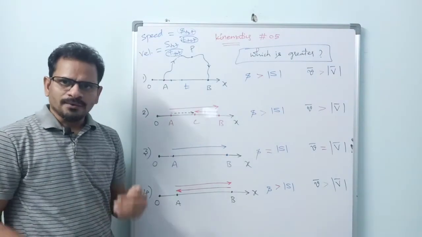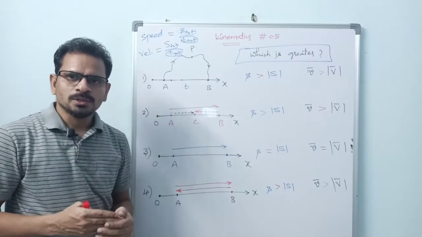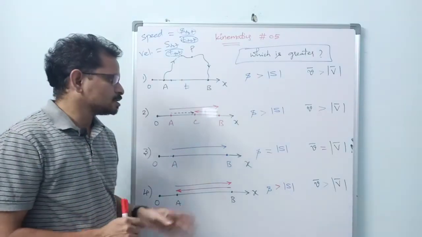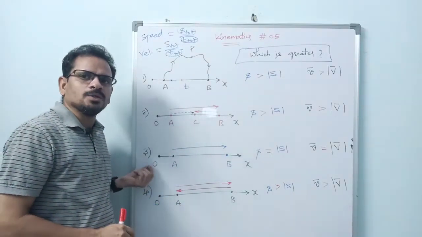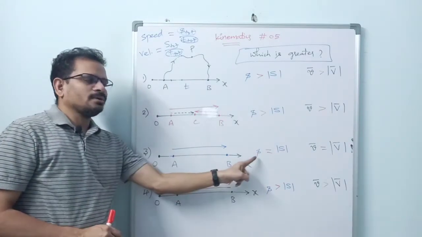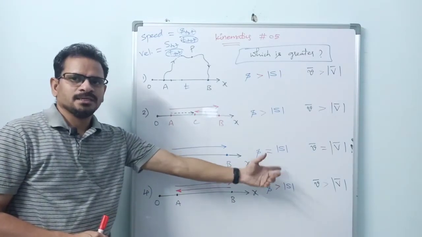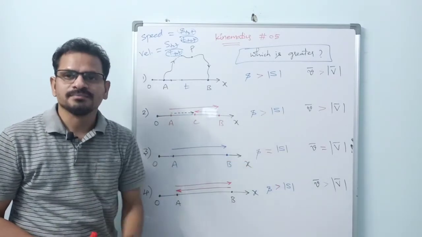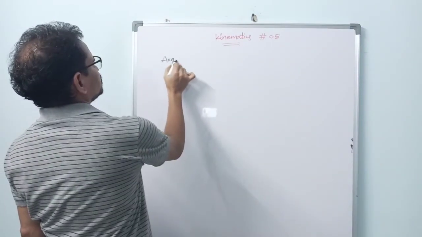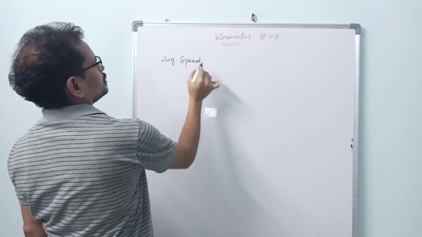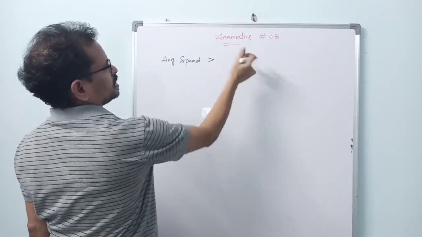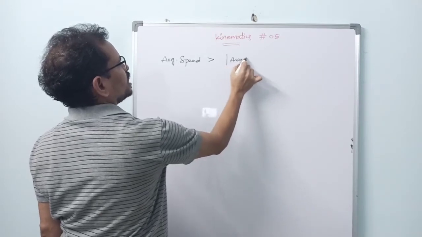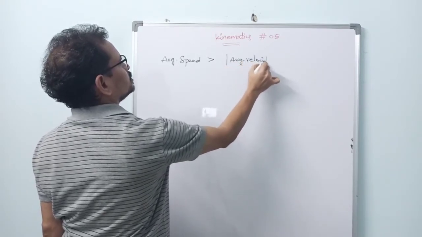So now in our chapter we are going to solve problems where particles move in a straight line without turning back. So our problems correspond to this one. So in this case, what about distance and magnitude of displacement? Both of them are same. What about speed and magnitude of velocity? Both of them are same. Average speed is greater in all cases. Greater than what? Modulus of average velocity.